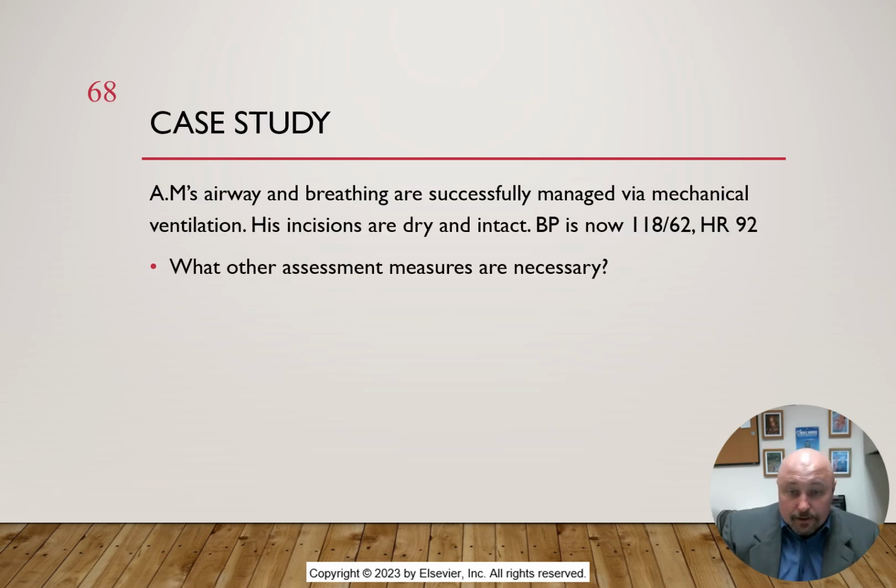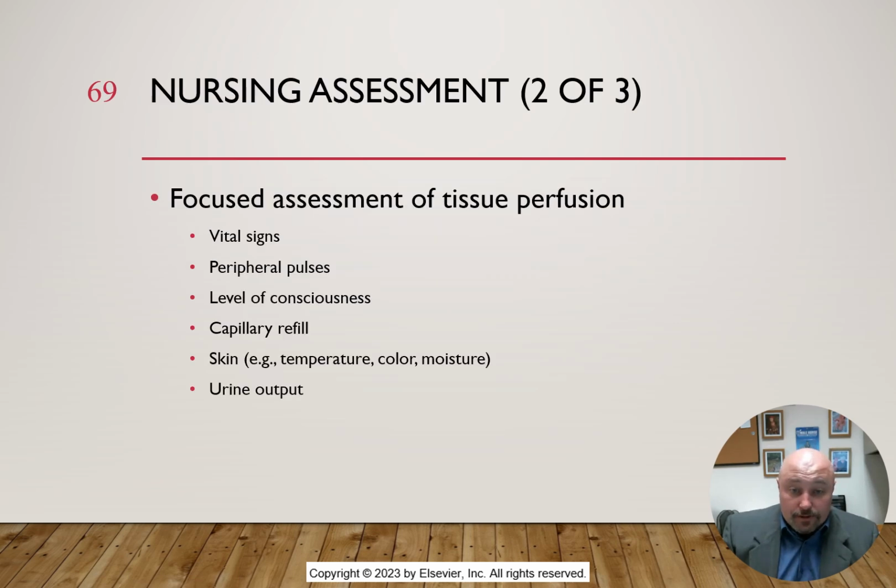AM's airway and breathing are successfully managed via mechanical ventilation. His incisions are dry and intact, and his blood pressure is now 118/62, with a heart rate of 92. What other assessment measures are necessary? We want to focus our continued assessment on his tissue perfusion, including vital signs, peripheral pulses, his level of consciousness, capillary refill, the skin itself, such as temperature, color, moisture, and urine output.